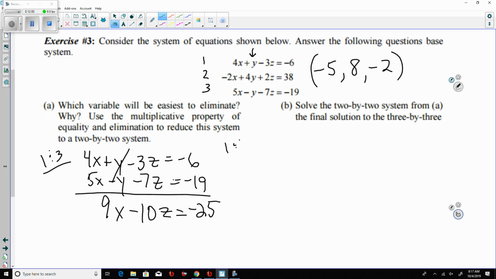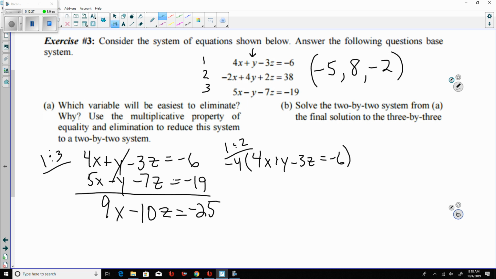I'll use 1 and 2. Doesn't matter. You can use 1 and 2, 2 and 3. So if I use 1 and 2, I'm going to multiply the first one by a -4. And I probably should have used 2 and 3. That looks to be easier, but I've already made my decision. Okay, so 1 and 2.